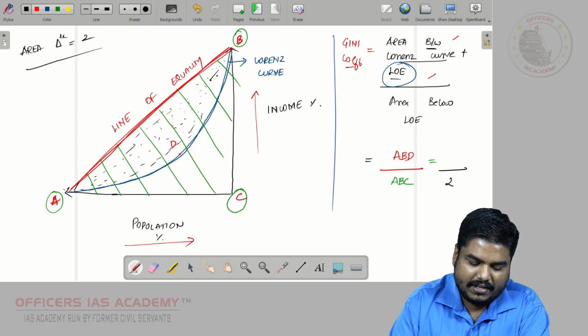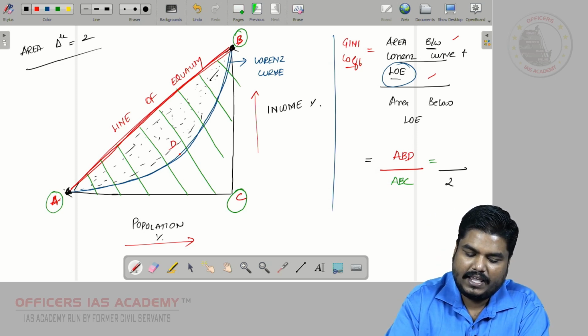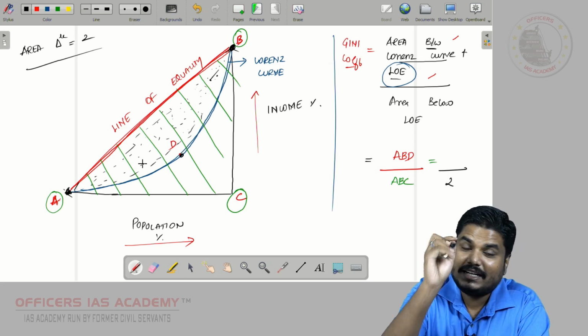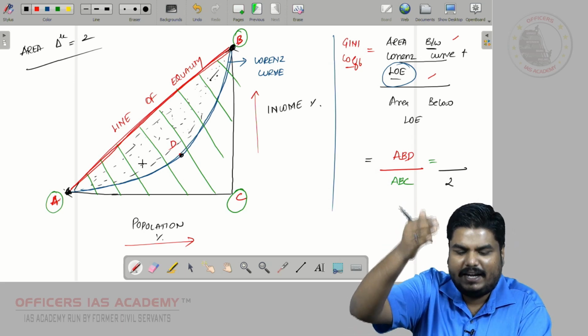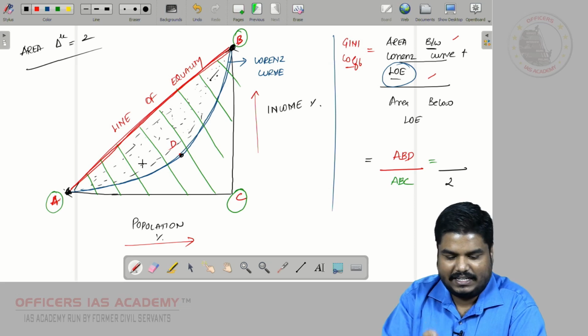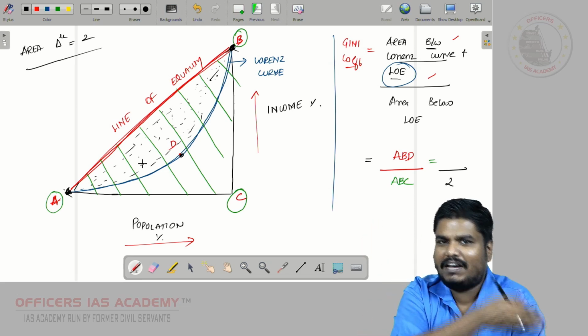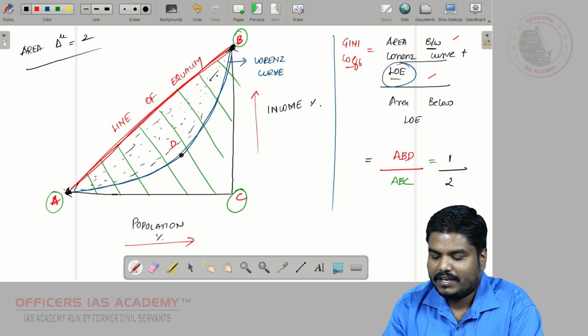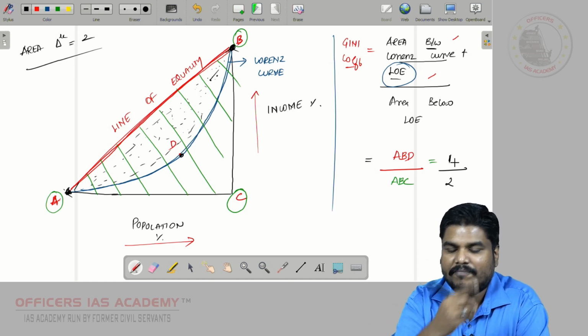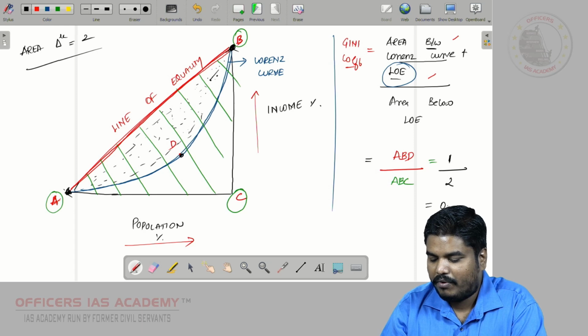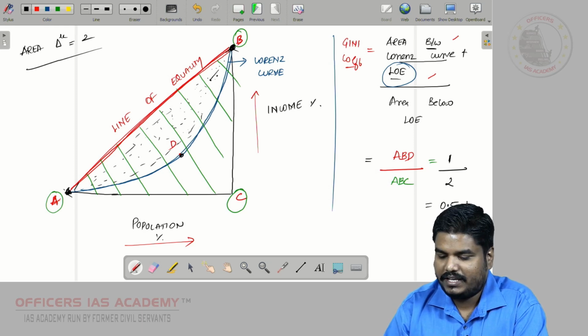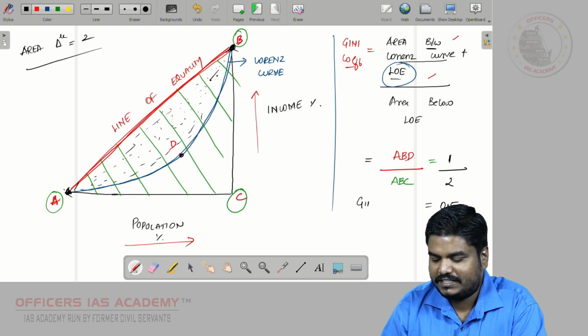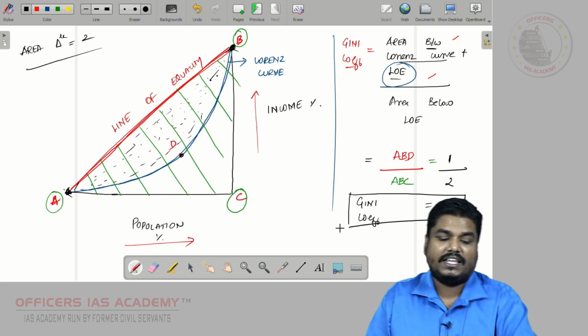Now ABD, this dotted area, appears to be half of the triangle in this example. So if the triangle area is 2, then the area of ABD should be 1. So we are getting 0.5. Here we are getting the Gini coefficient as 0.5.